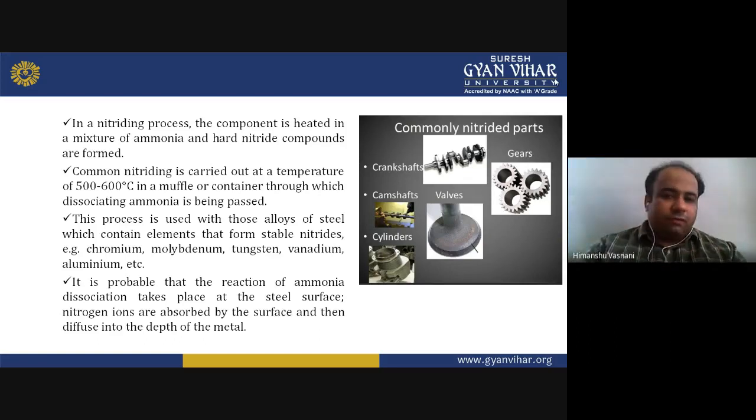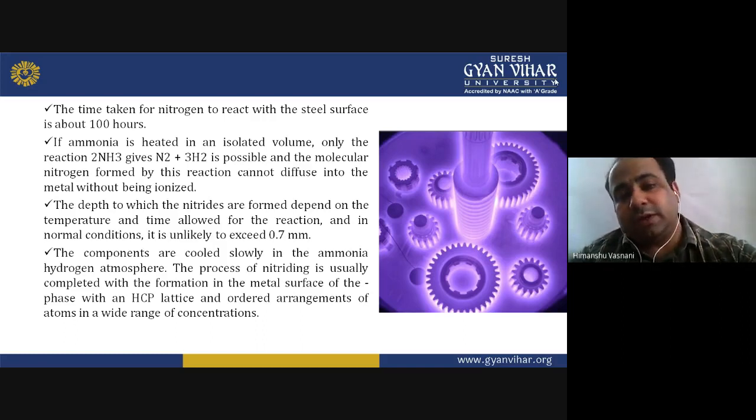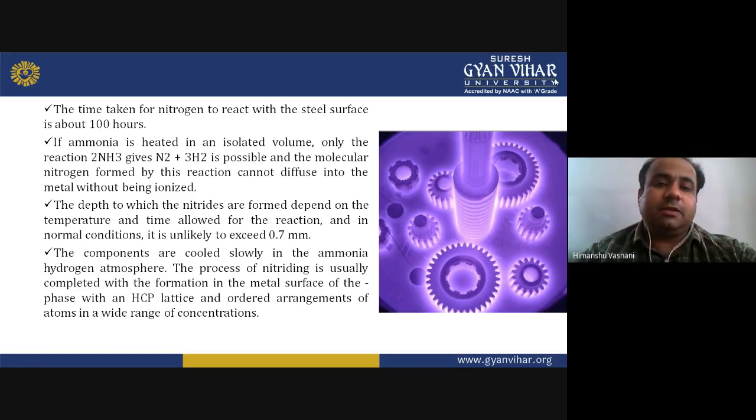The ions of the nitrogen in the nitriding process are absorbed by the surface layer, and slowly, with the span of time, they will diffuse into the depth of the metal. Since a layer is formed in nitriding, the total time taken for nitrogen to react with the steel surface is about 100 hours. And 100 hours is a very long time for a process to take place.